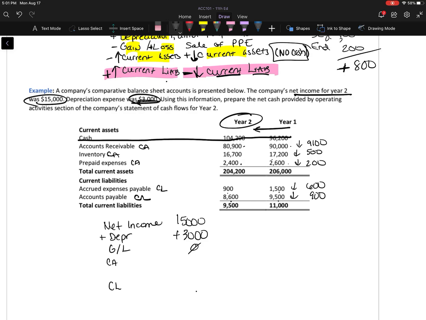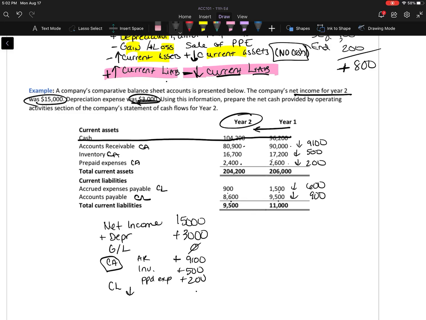So my net income was $15,000. I'm going to add back depreciation, which was $3,000. I didn't see any gains or losses. And then I'm going to look at my current assets and do the opposite. So I have 3 declines, so I'm going to add those 3 back. This was a decrease in accounts receivable, a decrease in inventory, and a decrease in prepaid expenses. Then I look at my 2 current liabilities, and those go with the flow.